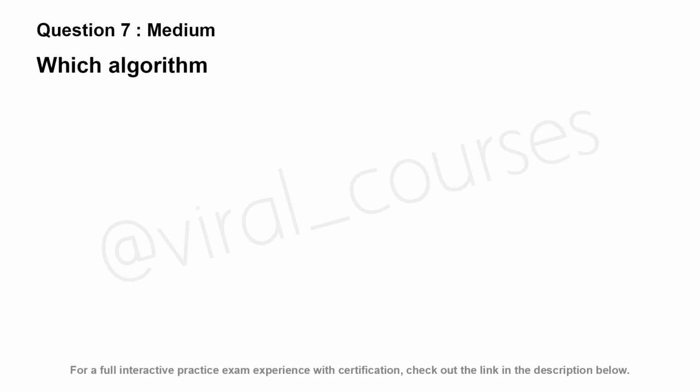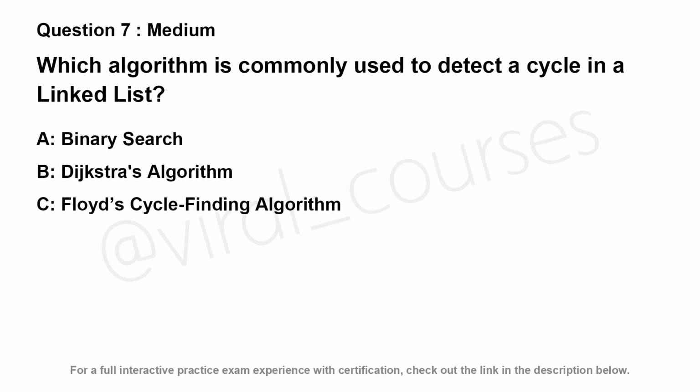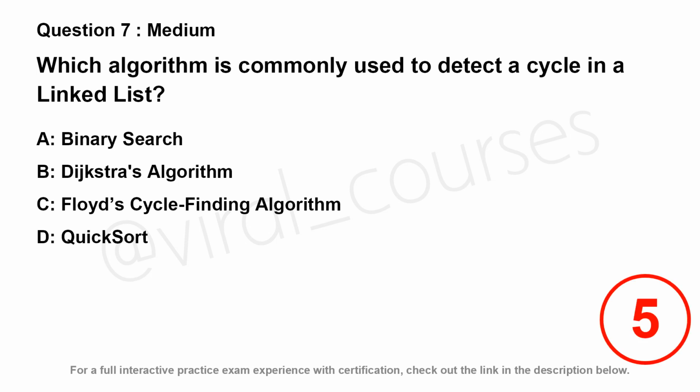Which algorithm is commonly used to detect a cycle in a linked list? Option A, binary search. Option B, Dijkstra's algorithm. Option C, Floyd's cycle finding algorithm. Option D, quicksort.